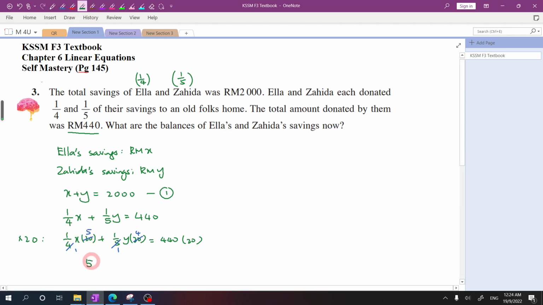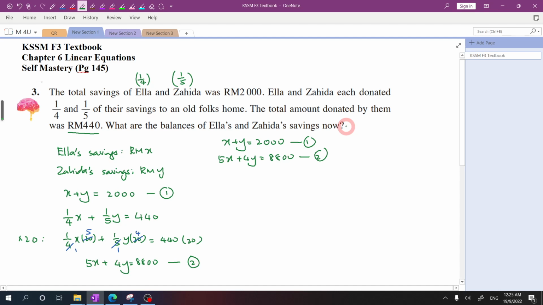So here will be 5x, here will be 4y, and this is 440 times 20, 8800. Okay, let this one be the second equation. Let me copy the first equation and second equation over here. First equation, X plus Y equal to 2000. Second equation is 5x plus 4y equal to 8800. Until here, if you want to find the value of x and y, you can use the elimination method or substitution method, totally up to you.